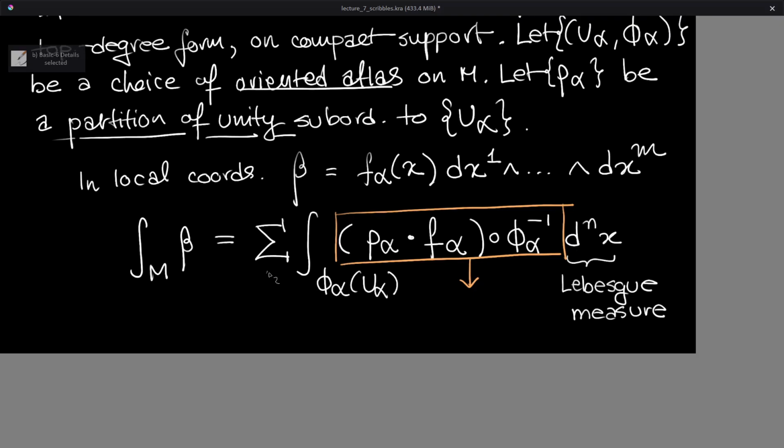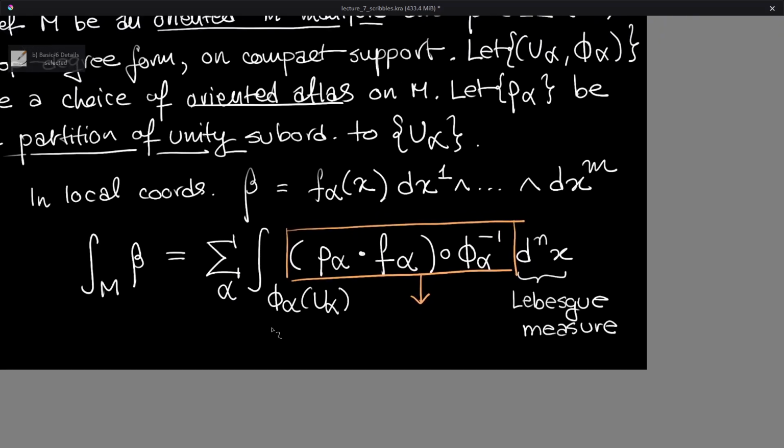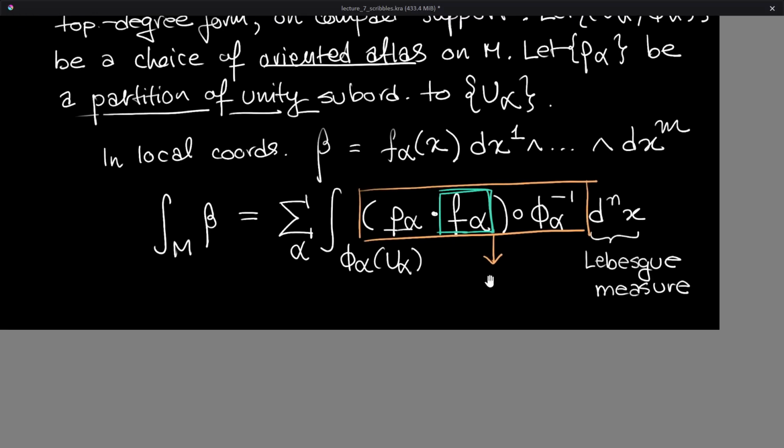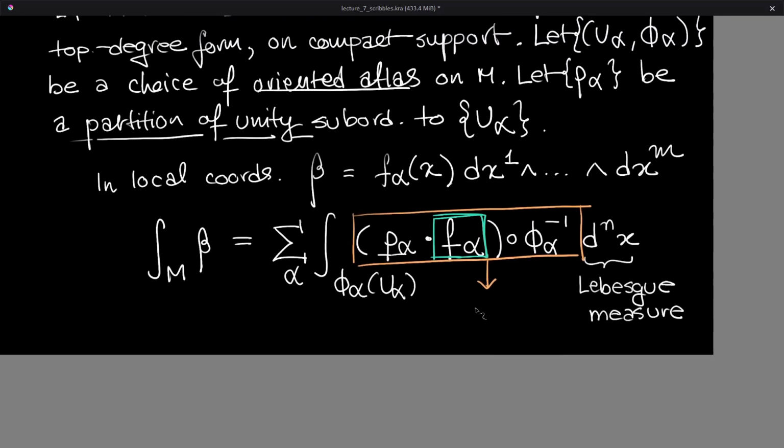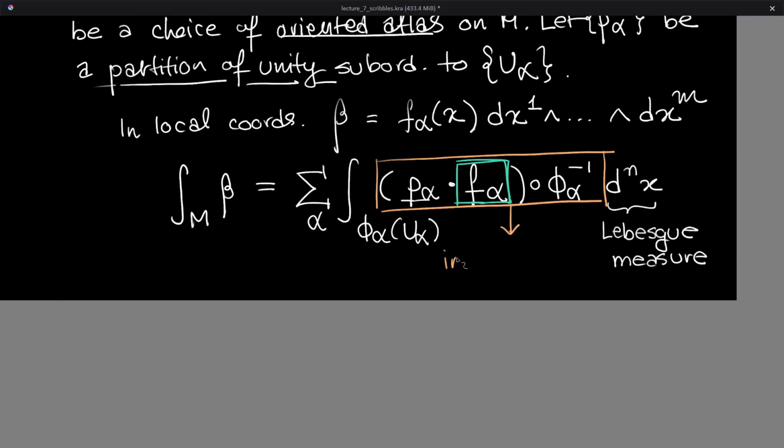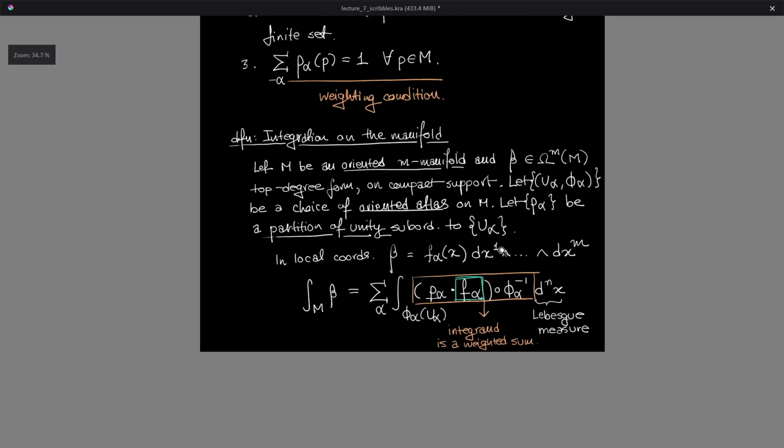Why did I write beta here? That should be alpha. I'm getting myself confused. So this is a sum over alpha of all of these charts, and then we weight each of the contributions, being the value of this at that point, weighted by its weight at that point. So that's what we're doing here. That's what this integrand means. Integrand is a weighted sum. So that is the integration on a manifold.